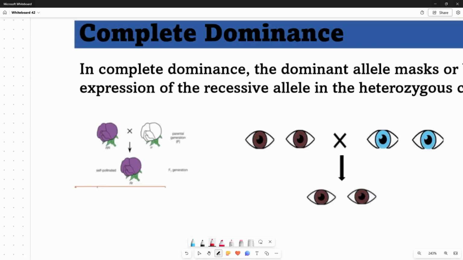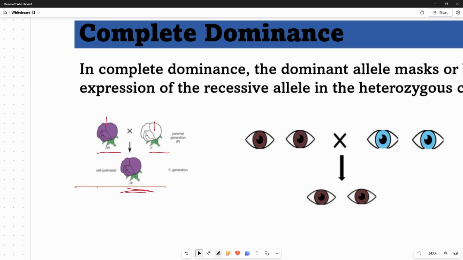Now, in this particular one, you have a plant with purple flowers crossed with a plant with white flowers. But now all the offspring have purple flowers. So what does that mean? It means that the purple flowers are dominant, the white flowers are recessive, and now the recessive one is masked in the phenotype of the offspring.